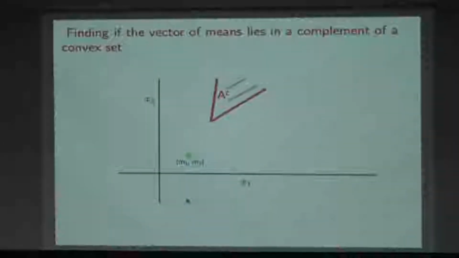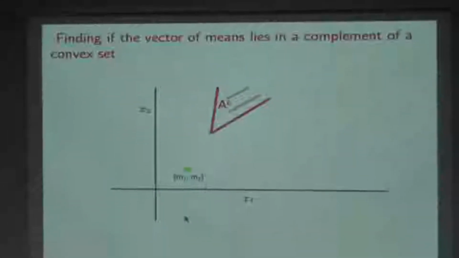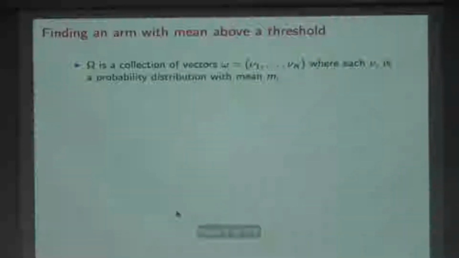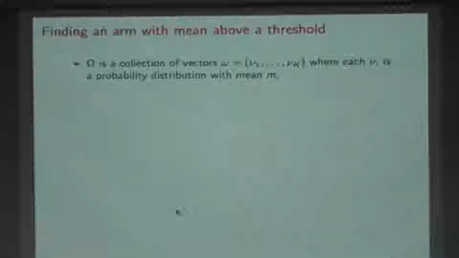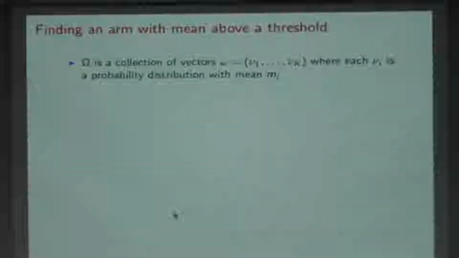So again, given this arm, does it lie in a convex set or does it lie in the complement of a convex set? One can say a lot about this geometry, and that's where I'm going with this talk. This is something which people have not looked at. Okay, and this was the problem which actually started us on this literature: finding an arm with a mean above a threshold.